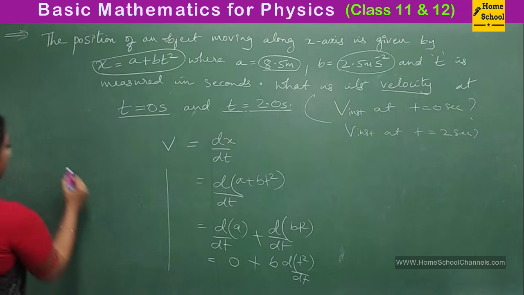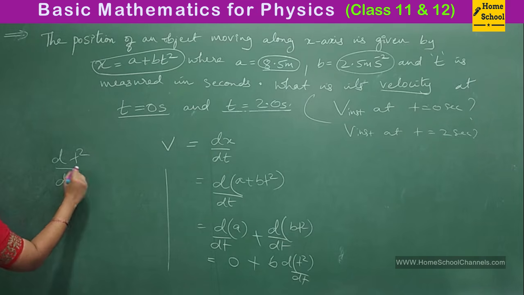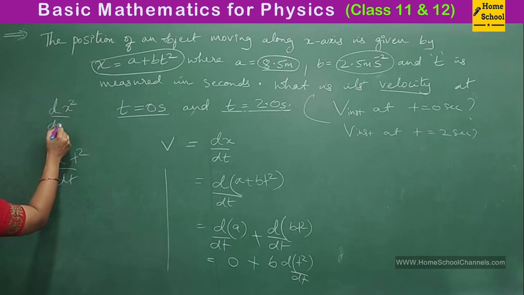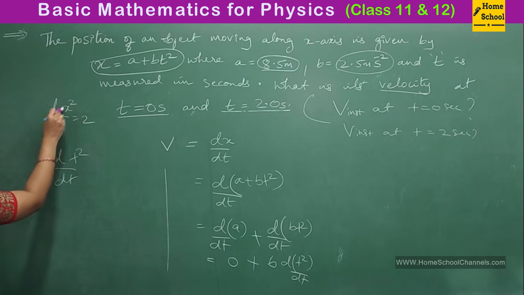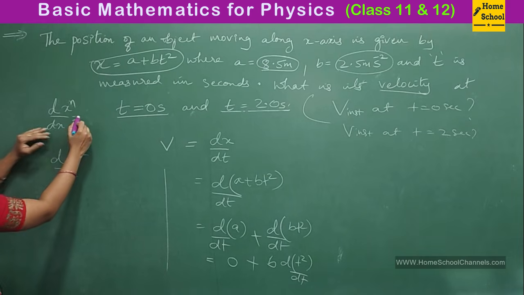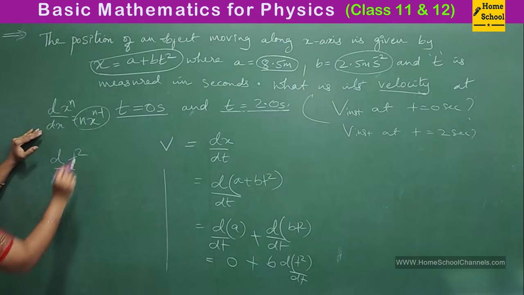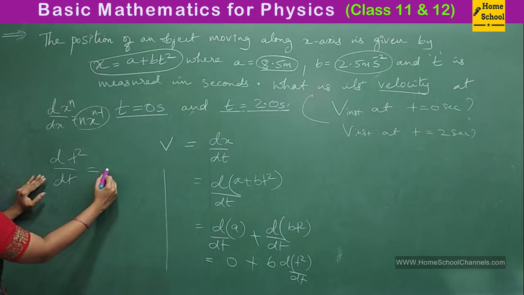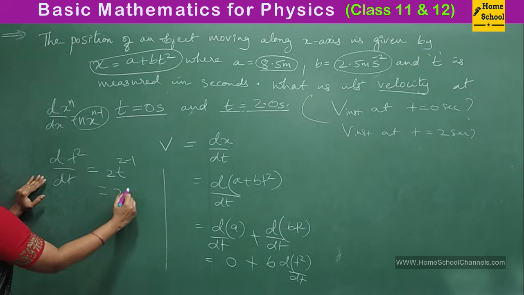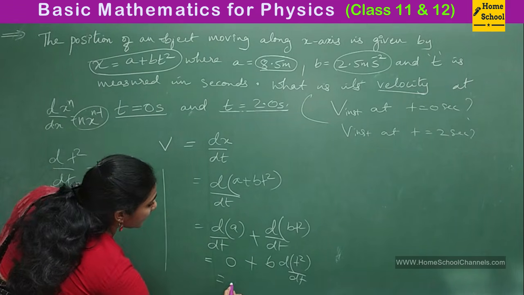So what is differentiation of t square by dt? We have learned a formula, right? Differentiation of x to the power n by dx is n into x to the power n minus 1. So this was the formula. Same way here, apply that: 2 into t to the power 2 minus 1. So what is its value? 2t, right?